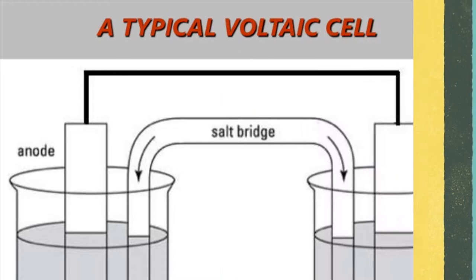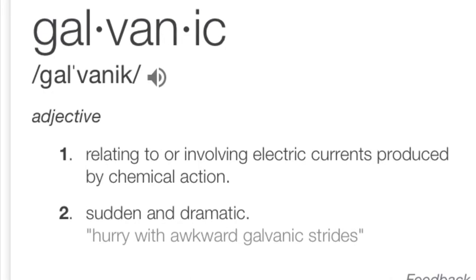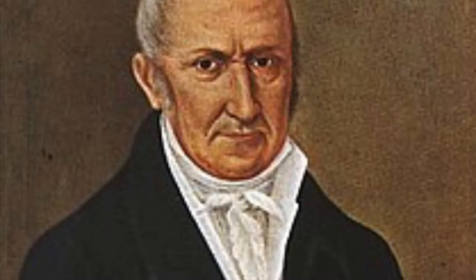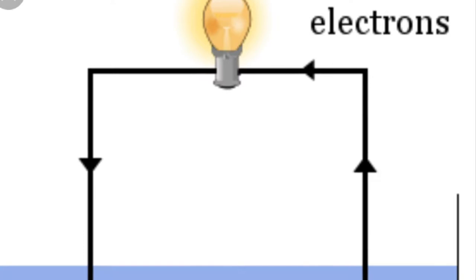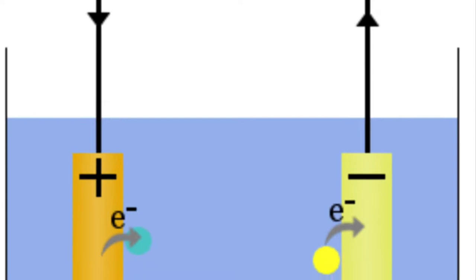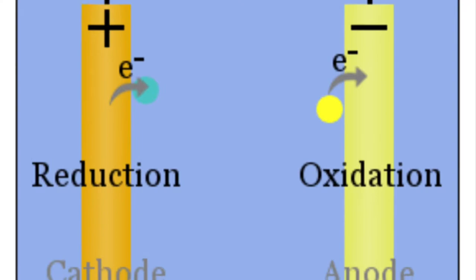Voltaic cells, also known as galvanic cells, were named after Luigi Galvani, who discovered animal electricity, and Alessandro Volta, who discovered the electrical battery. It derives electrical energy from spontaneous redox reactions taking place within the cell. There are three basic components: anode, cathode, salt bridge.